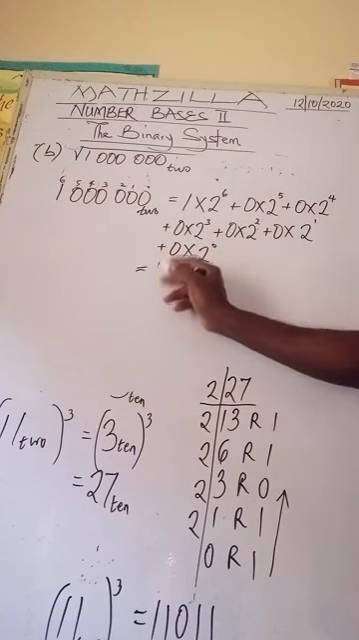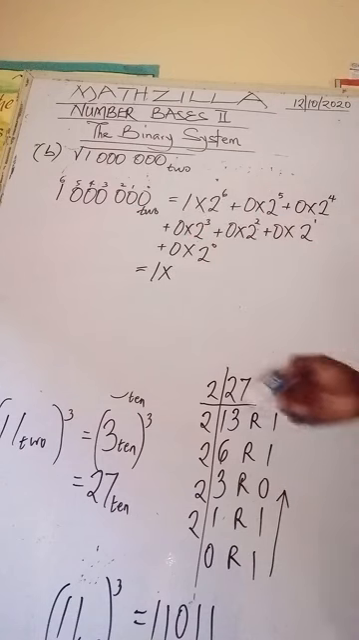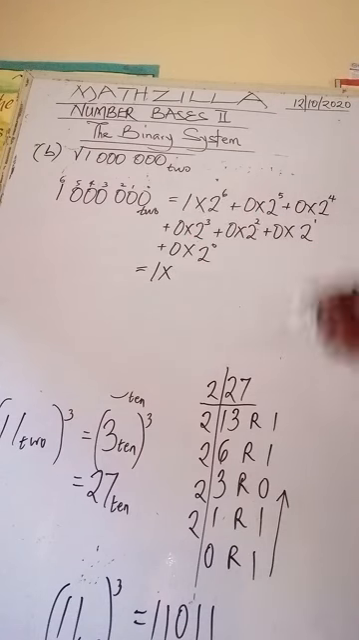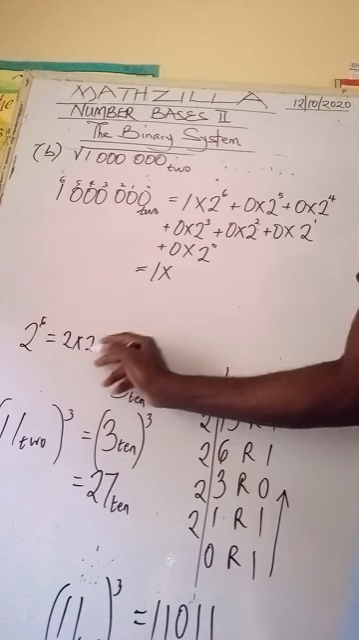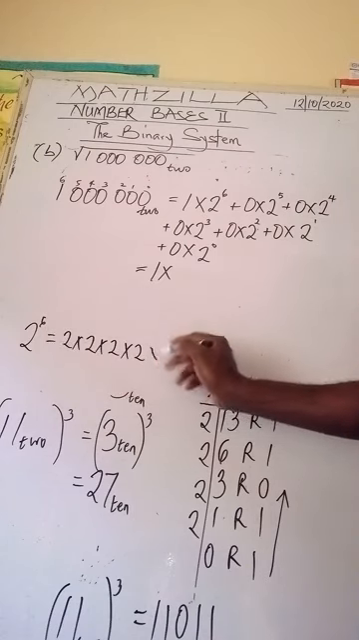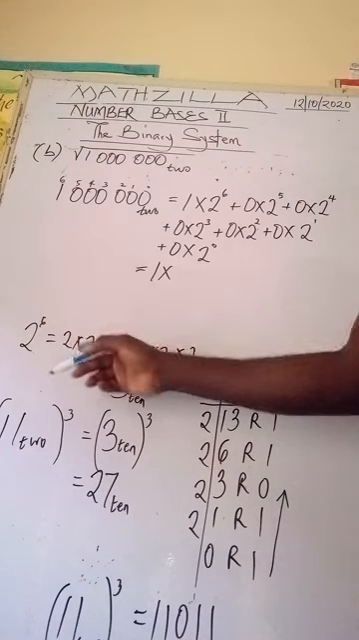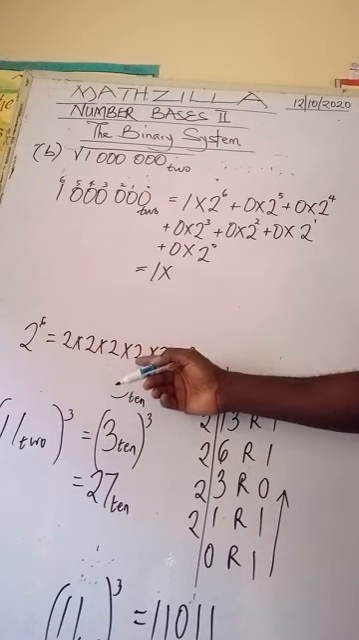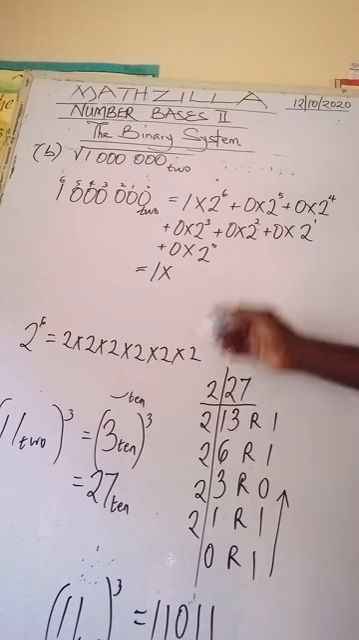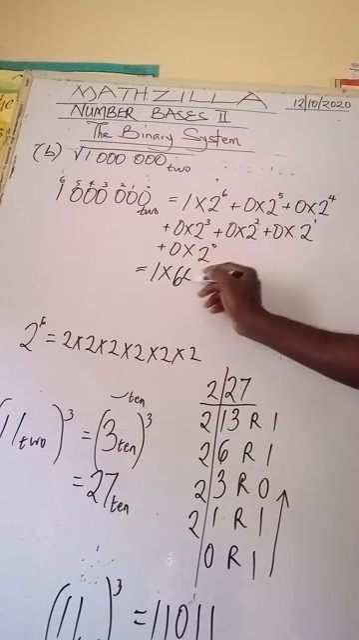So this is now equal to 1 times 2 raised to the power of 6, which is 2 times 2 times 2, that is 2 in 6 places. 2 times 2 times 2 times 2 times 2 times 2. 1, 2, 3, 4, 5, 6. 2 times 2 is 4. 4 times 2 is 8. 8 times 2 is 16. 16 times 2 is 32. And 32 times 2 gives us 64.